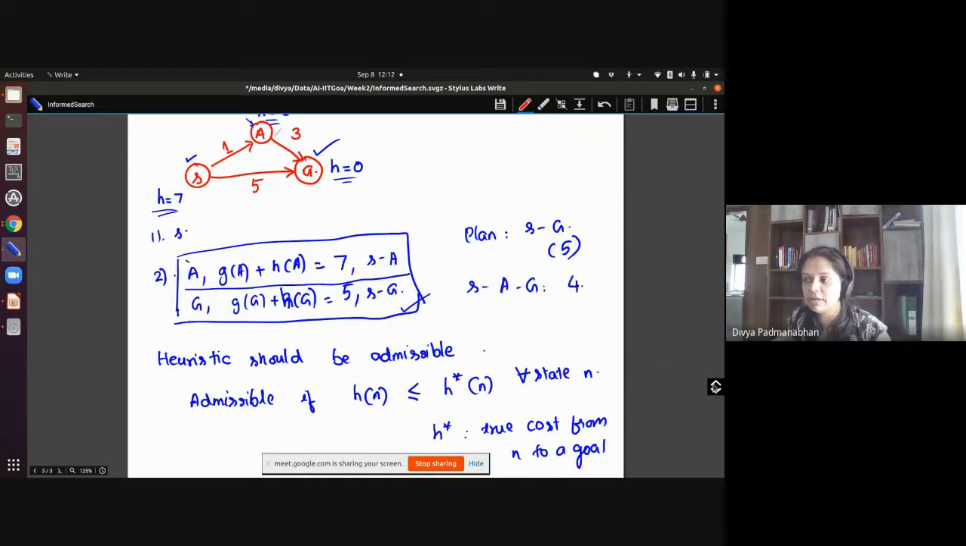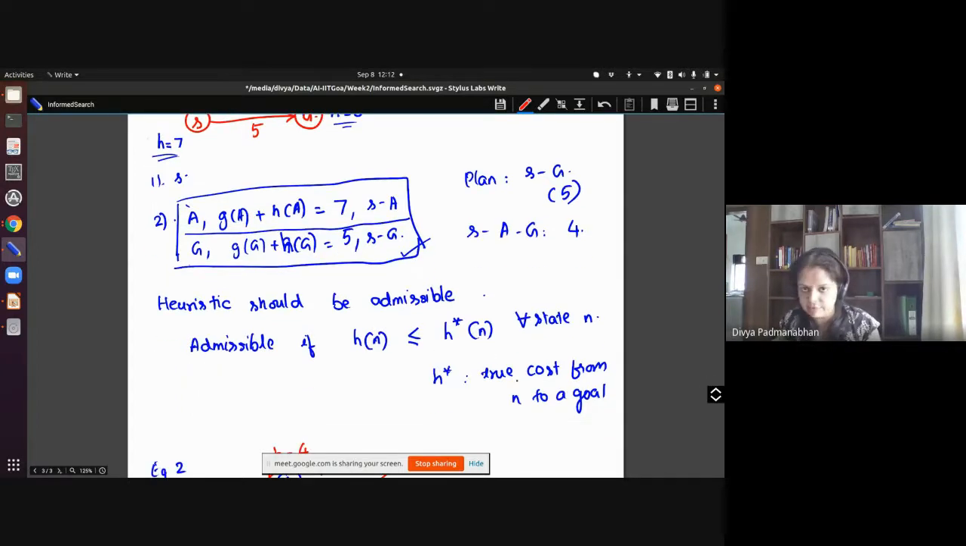So that's where we defined what are called admissible heuristics. So at every node n, you want the heuristic value to be less than or equal to h star, which is the true cost from n to a goal. This should happen for every state n. So this is a desirable property.